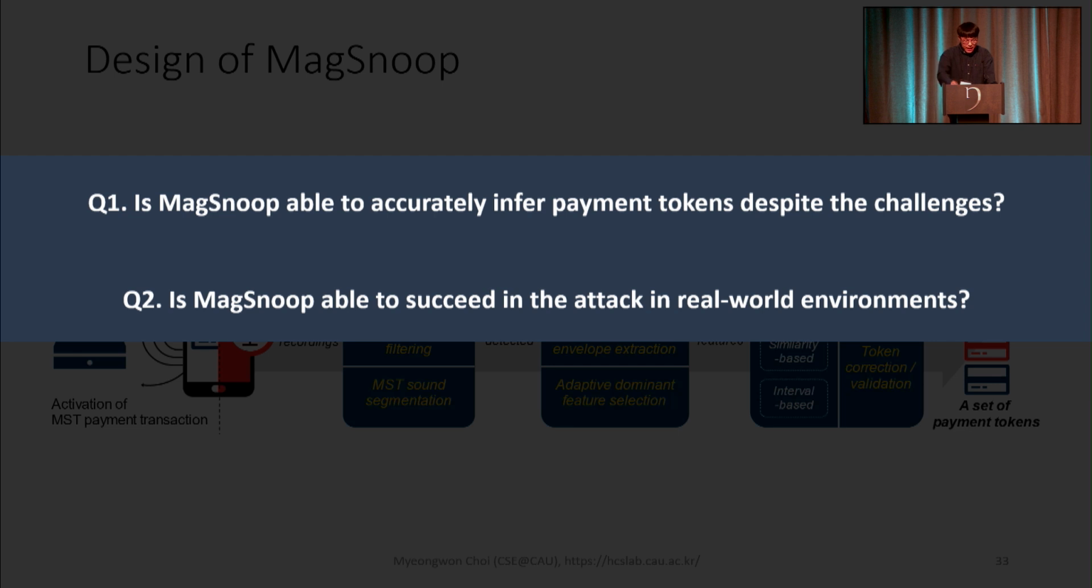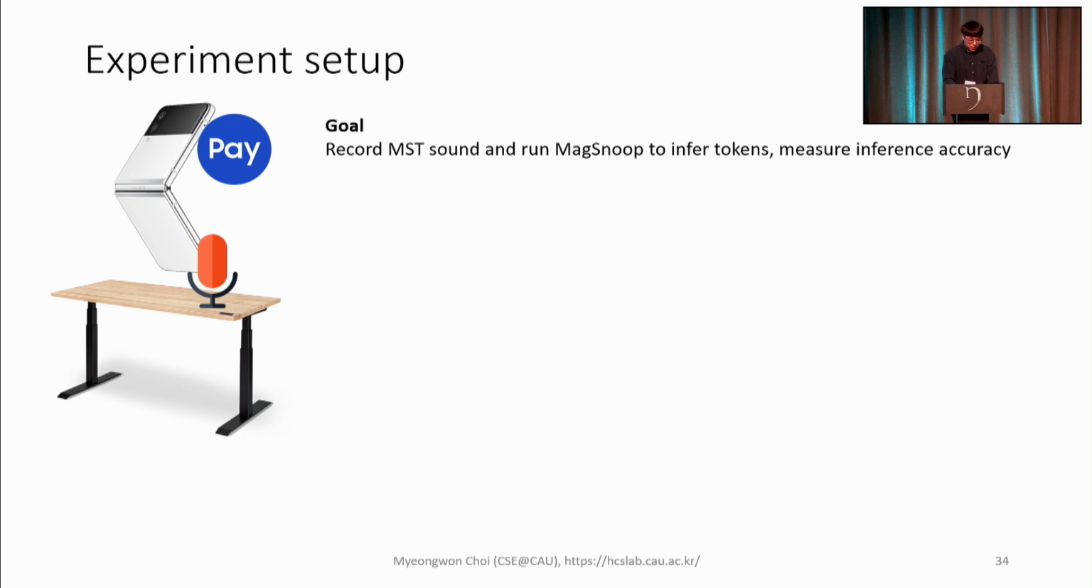Then, is MagSnoop able to accurately infer payment tokens, addressing the challenges? And is MagSnoop able to conclude attacks in a real-world environment? We first conducted a micro-benchmark test on our system. The experiment is done on a flat surface. We check the inference accuracy of the MST sound.